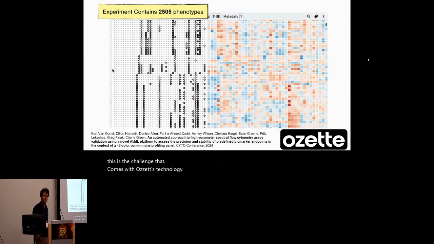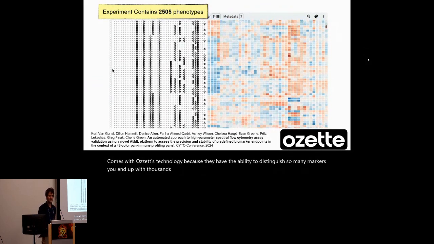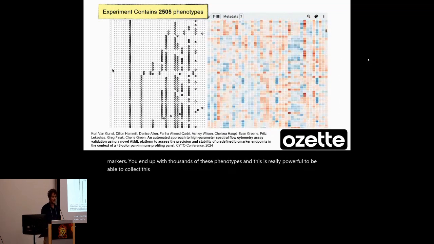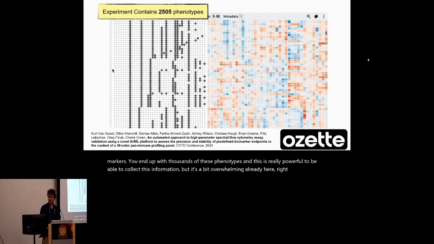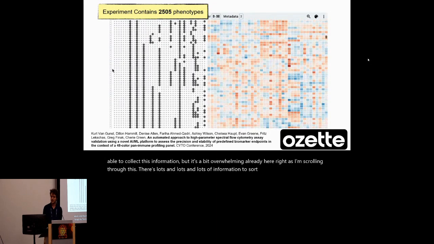Because they have the ability to distinguish so many markers, you end up with thousands of these phenotypes. And this is really powerful to be able to collect this information, but it's a bit overwhelming already here, right? As I'm scrolling through this, there's lots and lots and lots of information to sort of parse through and understand.